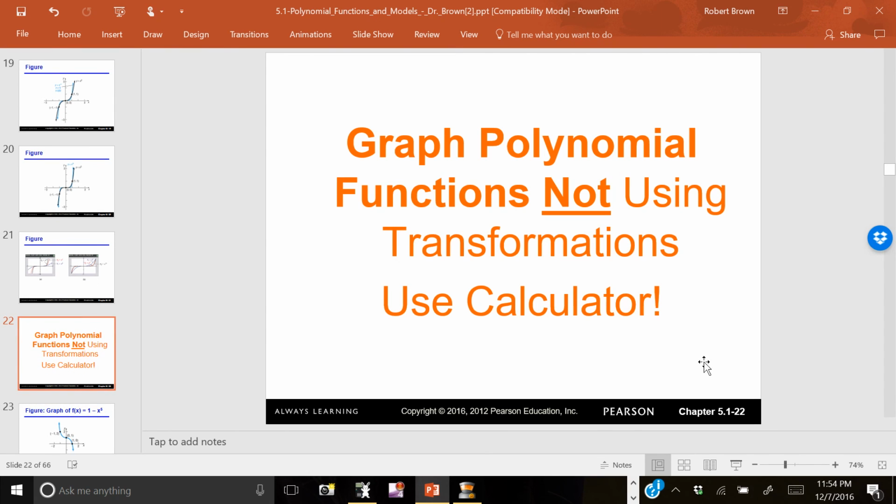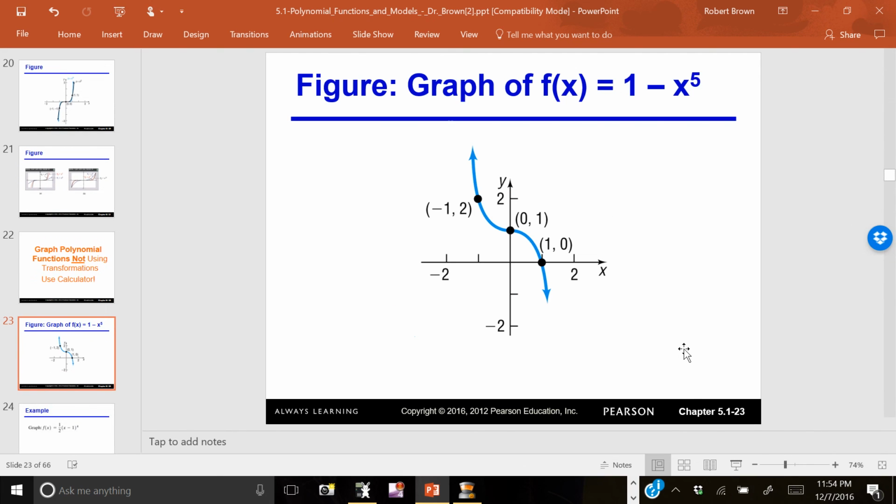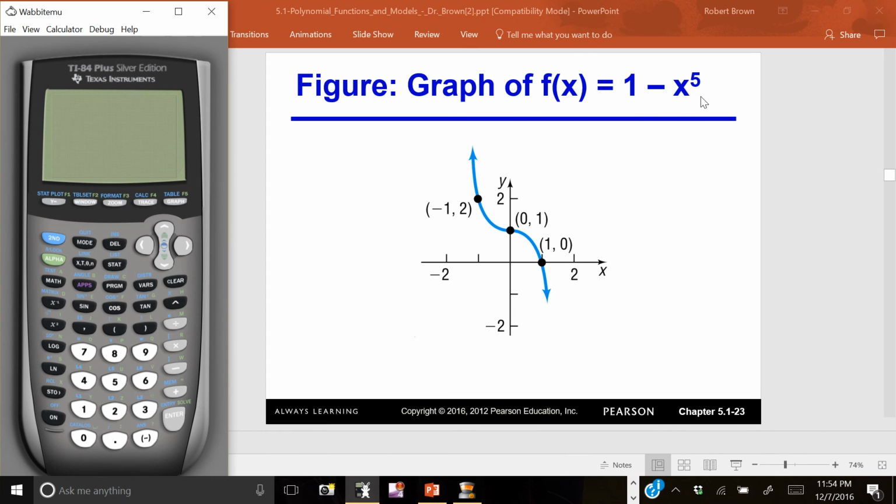Now we're going to graph polynomials. But unlike the textbook talks about, we're not going to always use transformations. We're going to use your calculator. For instance, we're going to graph f of x equal 1 minus x to the fifth. I hope you already know how to use a graphing calculator, but I probably will make some videos on how to do more of this.